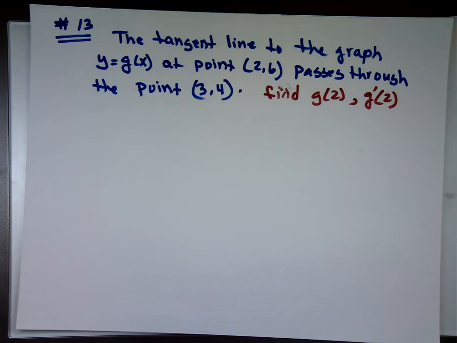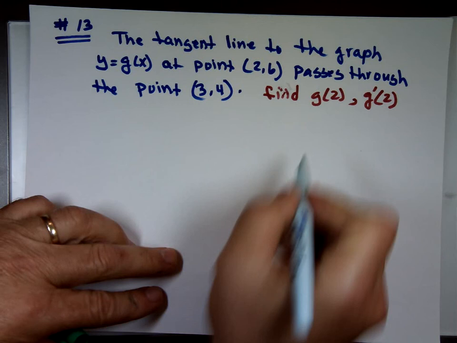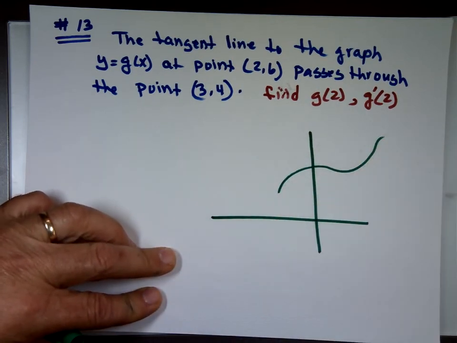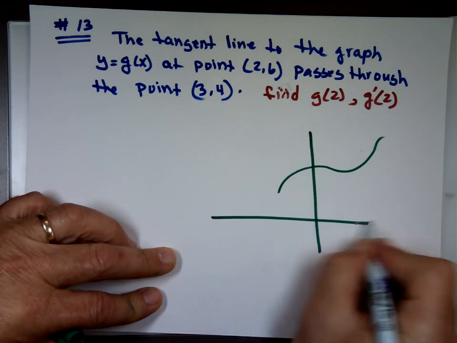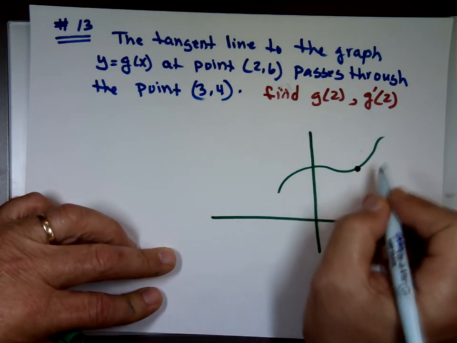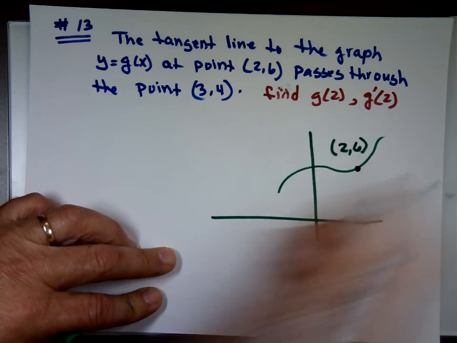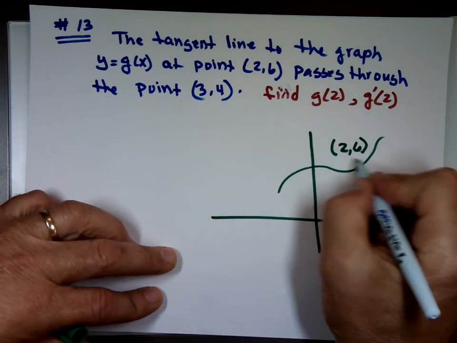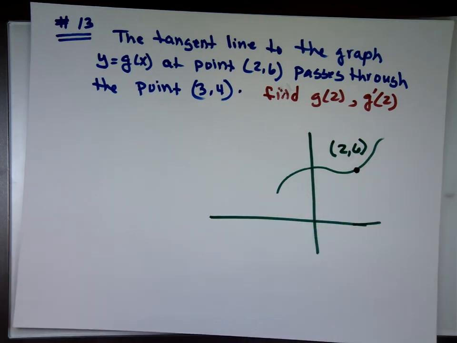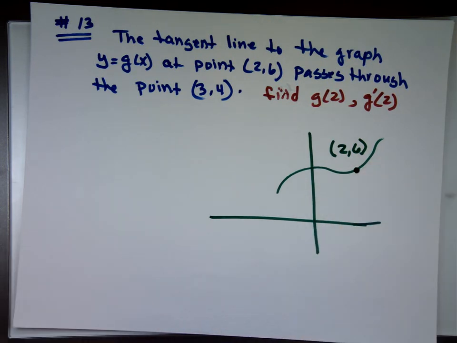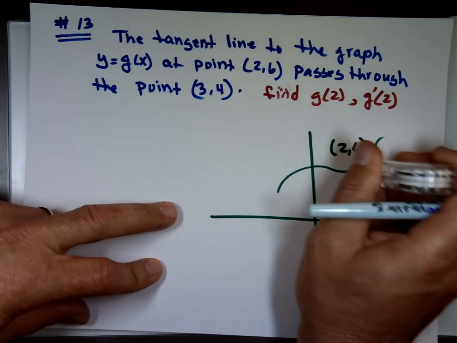We have no idea what the graph looks like. We'll make believe the graph looks like this. I don't know, something. Let's say this is the point, 2 comma 6. This is the tangent line. Well, 2, 6, and 3 and 4, that means it's coming down. Let me bring it closer here. Because it's smaller, the next point is lower, that means it's coming down.